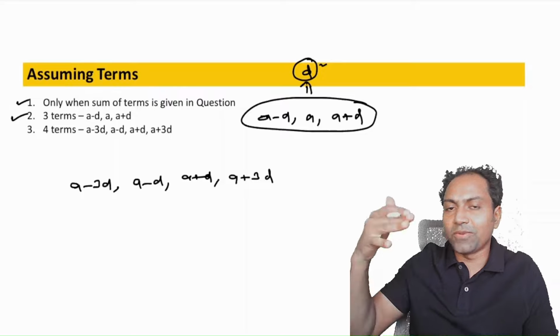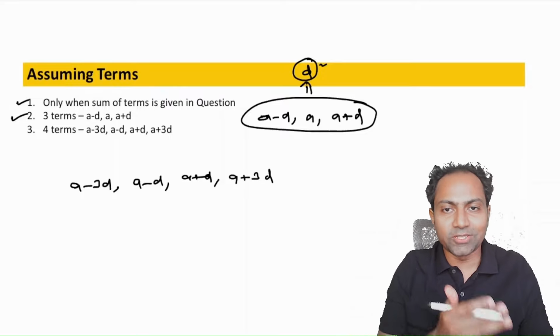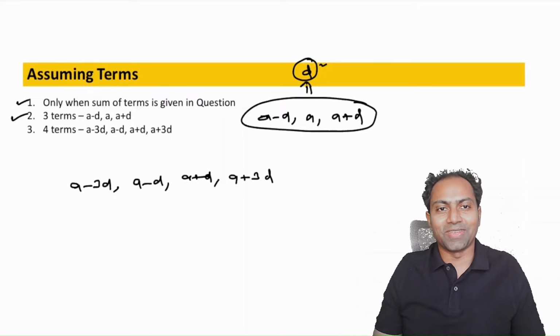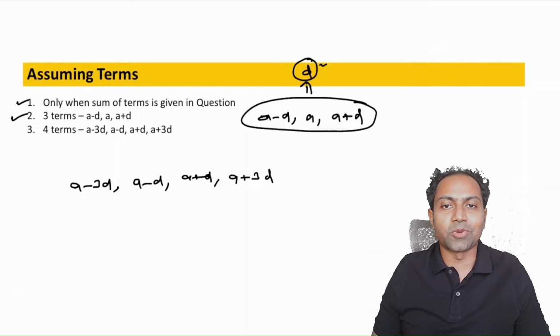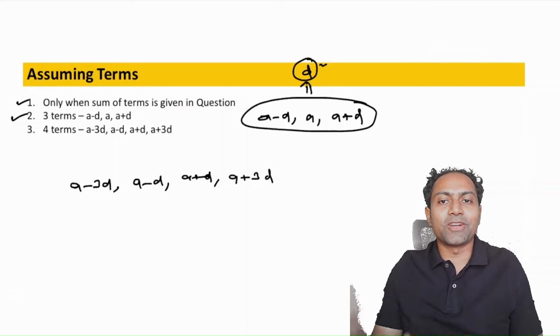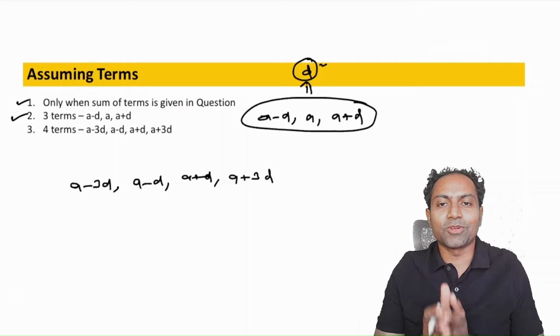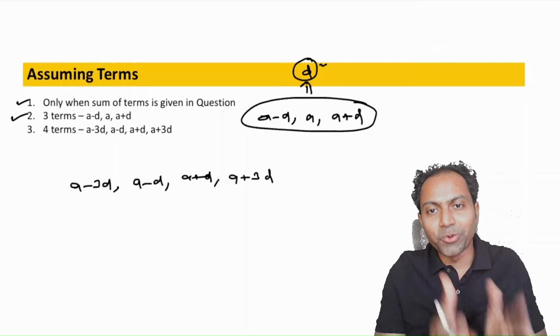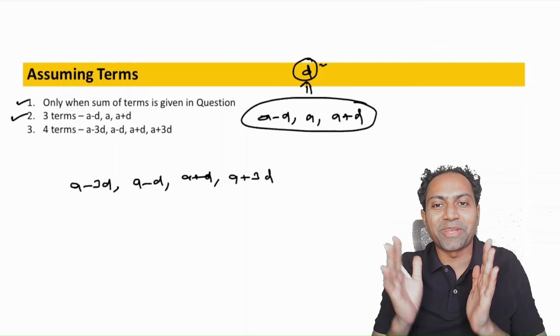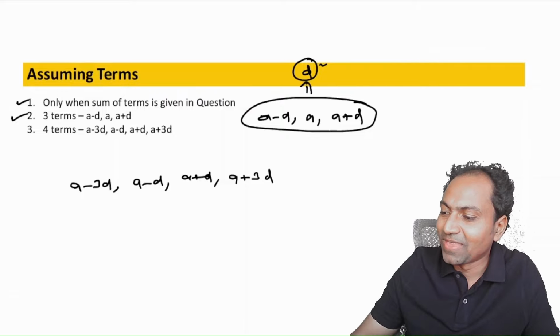You can see that if you have to add these terms, the d parts will get cancelled out and directly we will get the value of a. And that is the utility of using this property. And of course, if no sum condition is given, then there is no point using this, because it is only going to introduce some more minus signs into the question and make your calculations much more complicated.